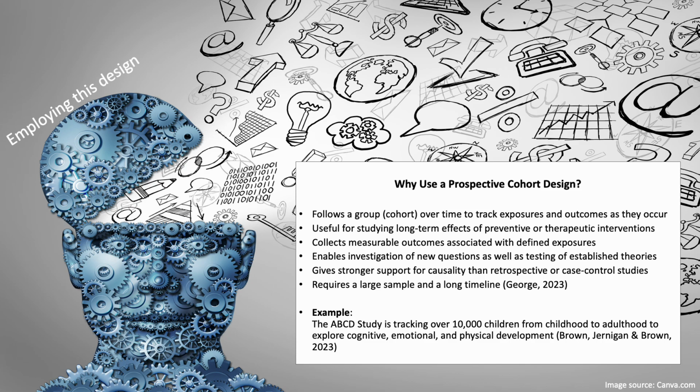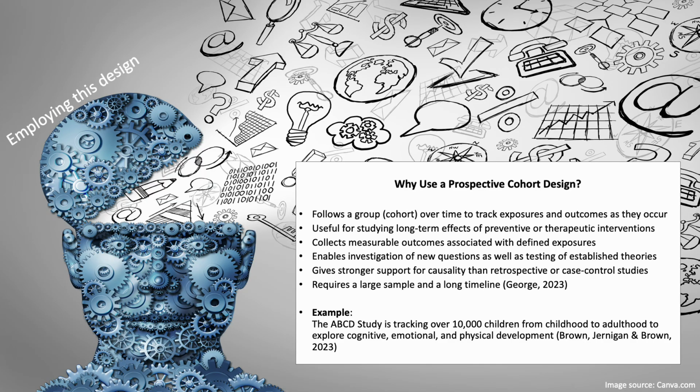A prospective cohort design allows us to measure outcomes at multiple time points and link them back to the program participation and socioeconomic factors. This design also gives us a stronger argument for causality than a retrospective or a case control study would. While those designs rely on past data or pre-identified conditions, prospective cohort studies observe changes as they unfold, helping us better understand how and why outcomes occur.